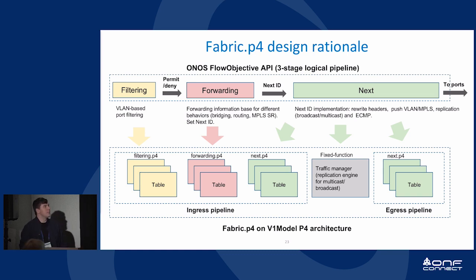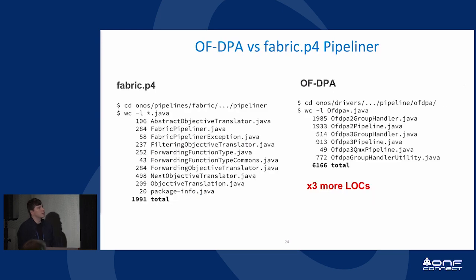The benefit of this is that if you look at the implementation of two pipeliners in ONOS, the OF-DPA pipeliner and the Fabric.P4 pipeliner, the OF-DPA pipeliner has 3 times more lines of code than the Fabric.P4 one. Because this is basically a one-to-one mapping between that flow objective abstraction and Fabric.P4. You might be asking, why do you need 2,000 lines of code for a one-to-one mapping? Well, you know, Java, you have to import a lot of packages. It's verbose by nature.